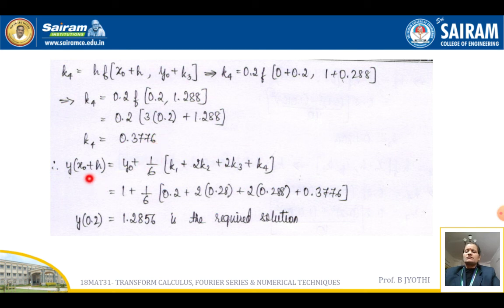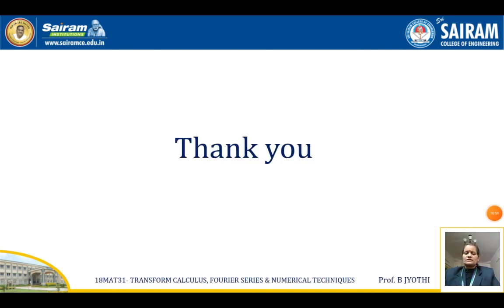Next, let us go for finding the value of K4, that gives us 0.3776. So y(x₀ + h), on substitution of the tabulated values of K1, K2, K3 and K4, we get 1.2856. That is the required solution. Thank you.